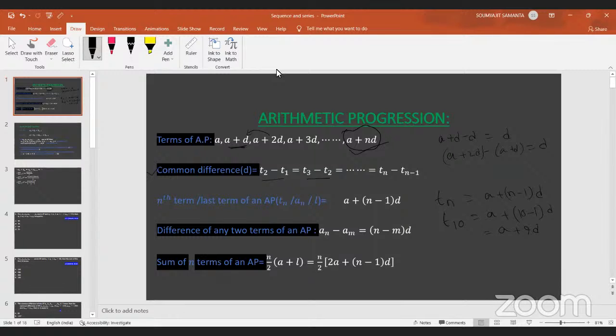Now, what is the difference of any two terms in AP? Let's say AN minus AM. Obviously, I am taking AN greater than AM. Now see, we'll substitute the value of AN. We'll get A plus (n minus 1) into D minus (A plus (m minus 1) into D).